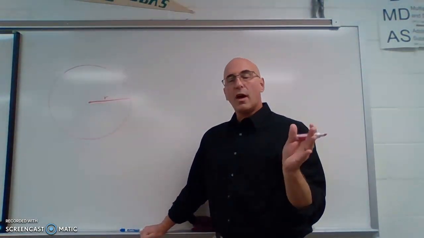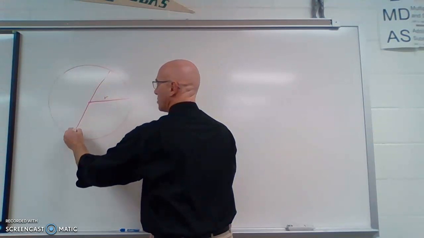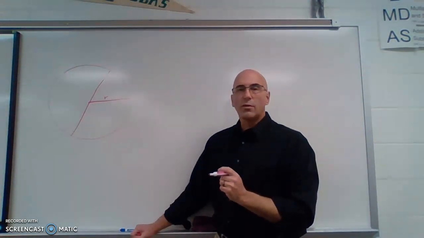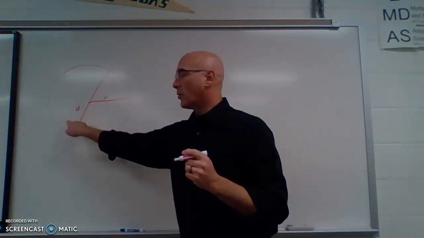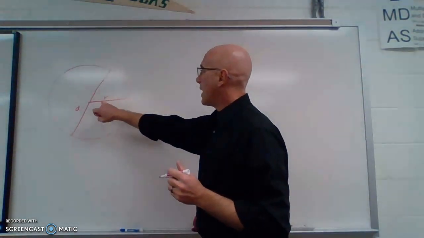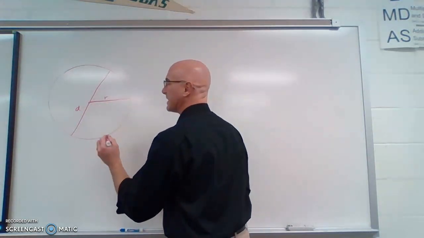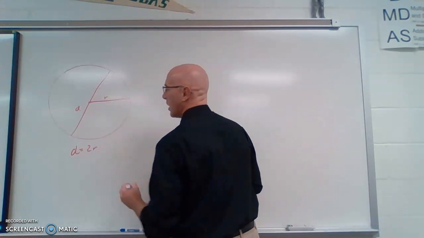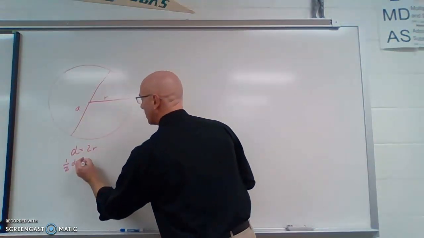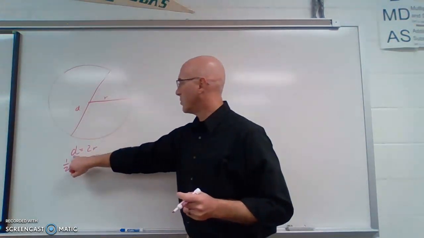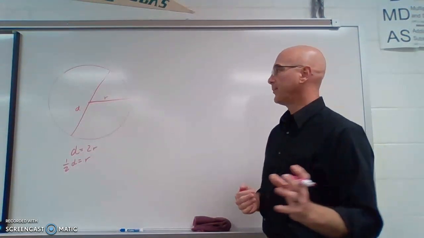Now we also have another length within the circle. If we were to go from edge to edge of the circle and it goes right through the center, that is called the diameter, and that is indicated by a lowercase d. So if we multiplied the radius times 2, we would get the diameter. So the diameter is 2 times the radius, or we could also say that 1/2 the diameter is the radius. So 2r equals d, or r equals 1/2 d. We may need to use those in the future.